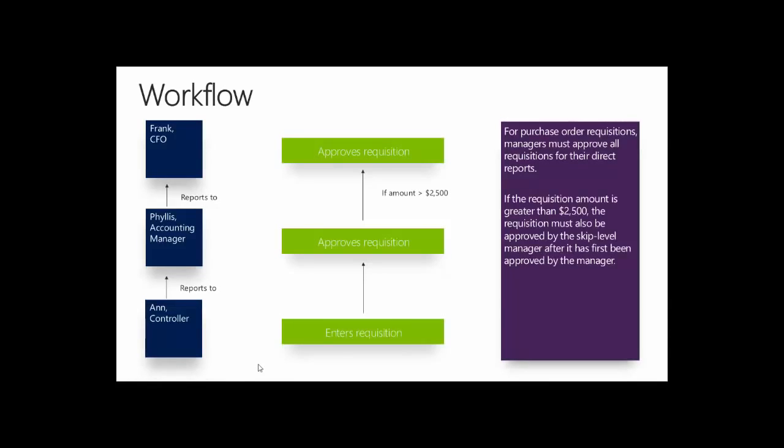For example, consider the following workflow. Anne enters a purchase order requisition amount that is greater than $2,500. Because Anne directly reports to Phyllis, she will have to approve it. If the amount is greater than $2,500, then Frank will also have to approve it after Phyllis has approved it.